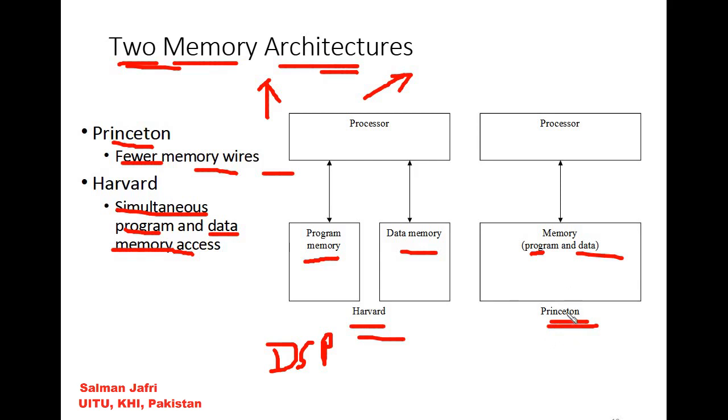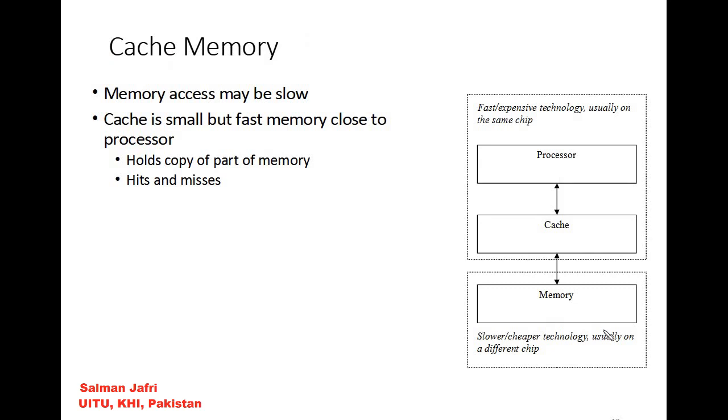And many of the desktop microprocessors use the Princeton architecture. Then we have the concept of the cache memory, and as we discussed before, memory access may be slow. So what do we do? We produce a bridge in the form of a cache between the fast microprocessor and the slower memory device. In very brief terms, the cache holds a copy of part of the memory. Since the cache is small, it cannot hold the whole memory.